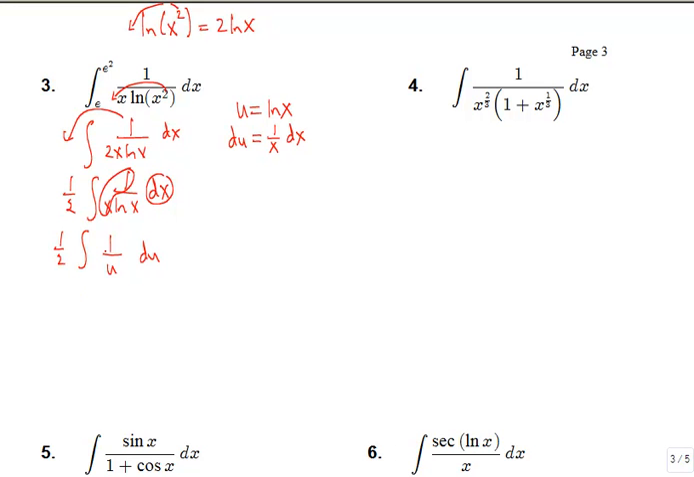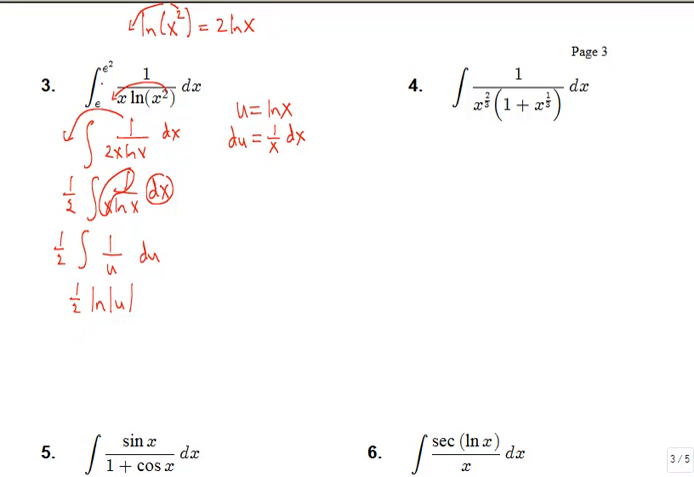Now what's the integral of 1 over u du? Well, what's the theme of today's lecture? Logarithms. So that's what this is. This is stuff prime over stuff. The derivative of u is just a 1. So this is the ln of the absolute value of u, and that 1/2 stays out front.